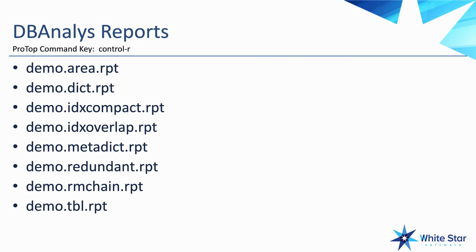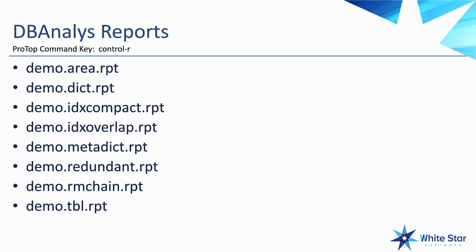So the area report gives you, area by area, what the tables and indexes assigned to that area are, what the rows per block is, what the calculated ideal would be for those rows per block, and some other information like that. The dictionary report is a one-stop shopping, simple dictionary report that makes it easy to see what fields are in which tables and what the data types with them are.